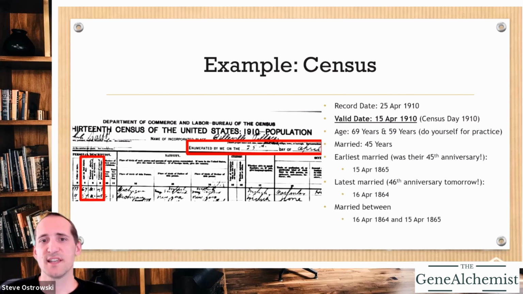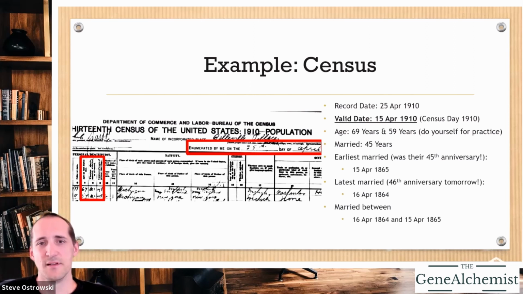So another example is a census. I'm going to walk us through a live demonstration as well of recording a census record. But here's one just to write it out, and it's a little hard to read, like most census records of the 1800s. This one's 1910. But up top, you can see the difference between the record date and the valid date.